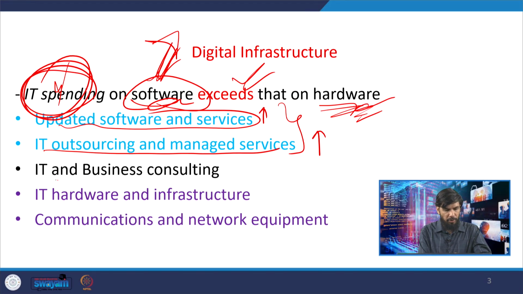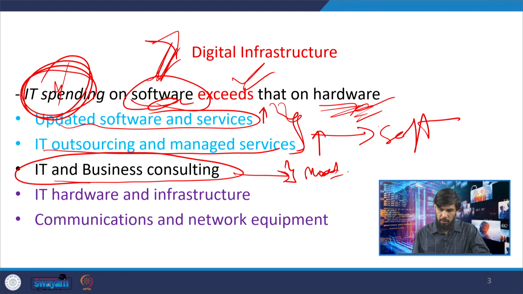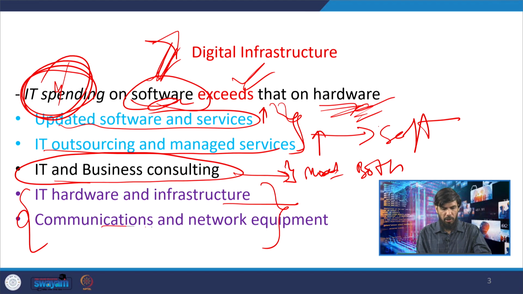And then if we talk about IT and business consulting, it is a mixed thing, that this consulting might be on the hardware side or on the software side or both. Therefore, it can be considered in both the brackets, software and hardware. So the first two are for software, then this is mixed, both IT and business consulting. Then we can talk about these two, IT hardware and infra, and communication network equipment.